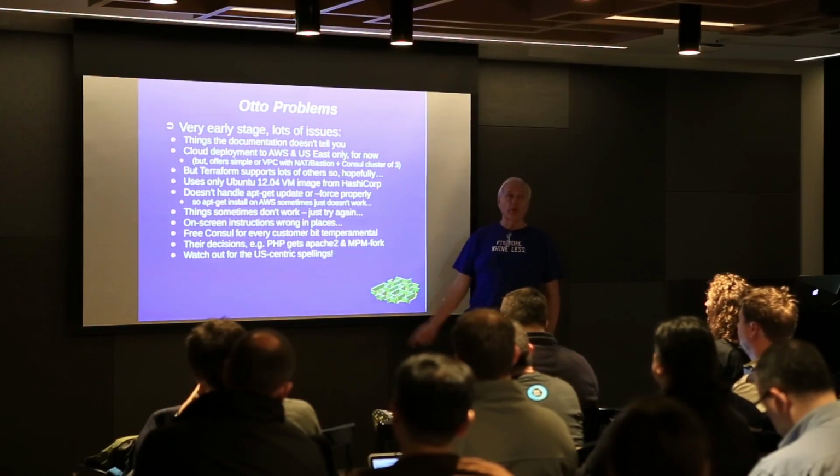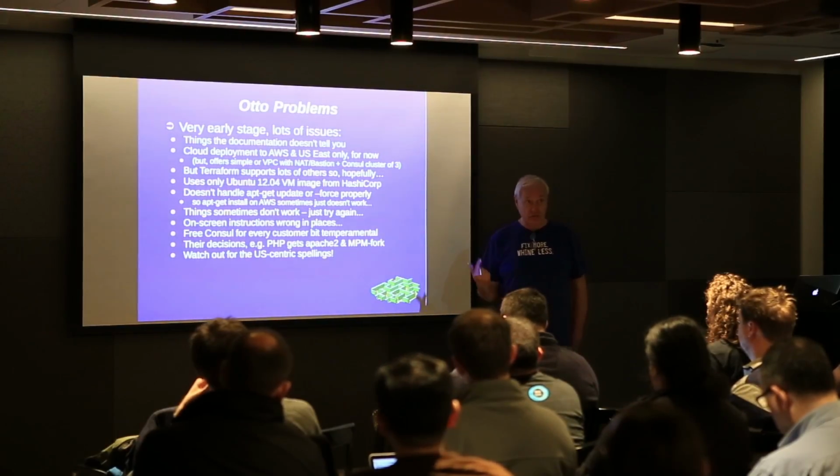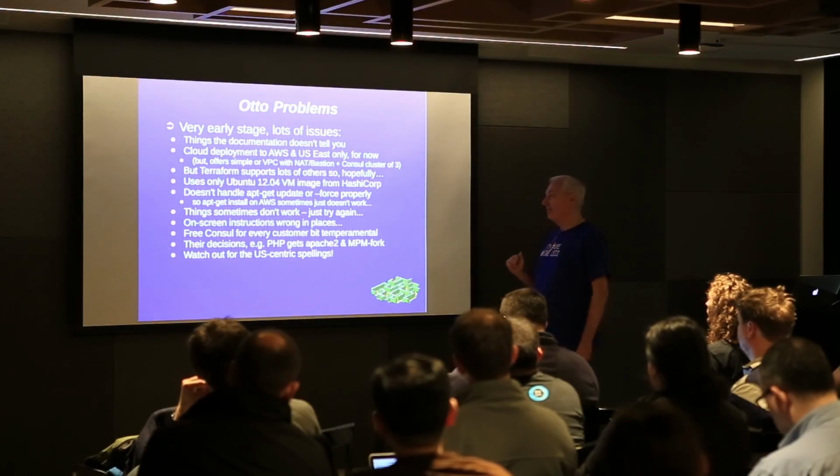When you deploy the simple VPC just with your application instance, you're supposed to get a free Consul instance as well. I got it once, the first time I tried running it, and I've never seen one since.